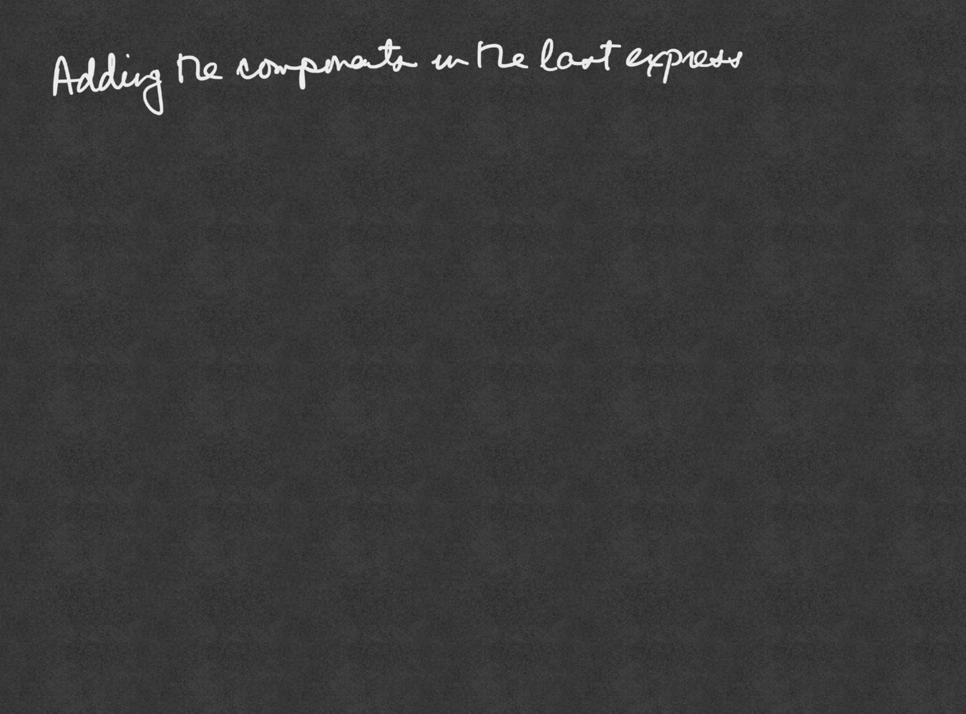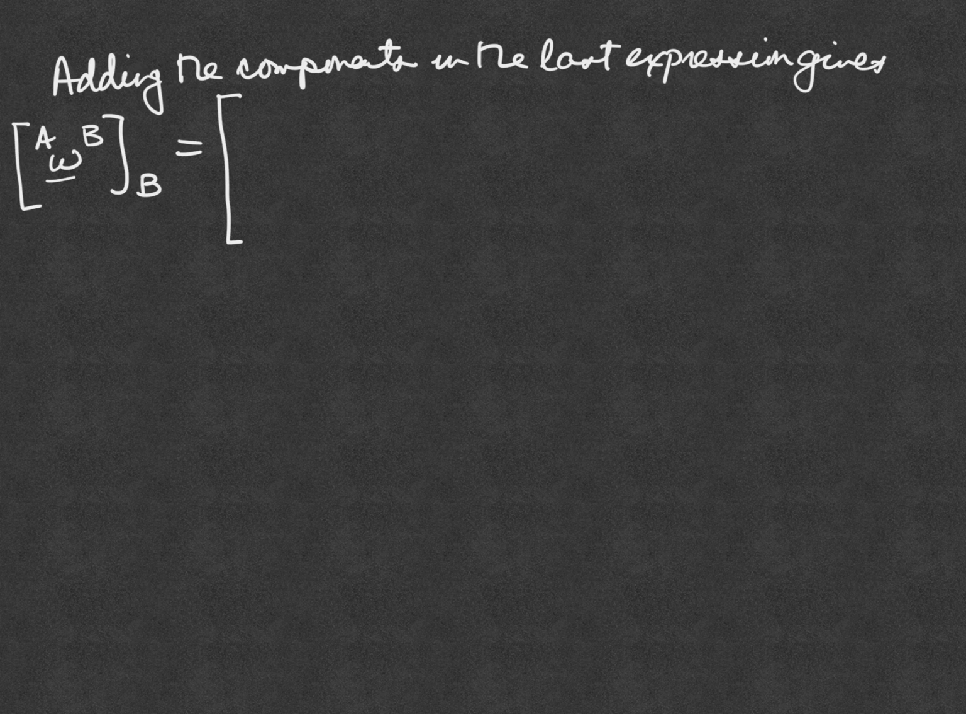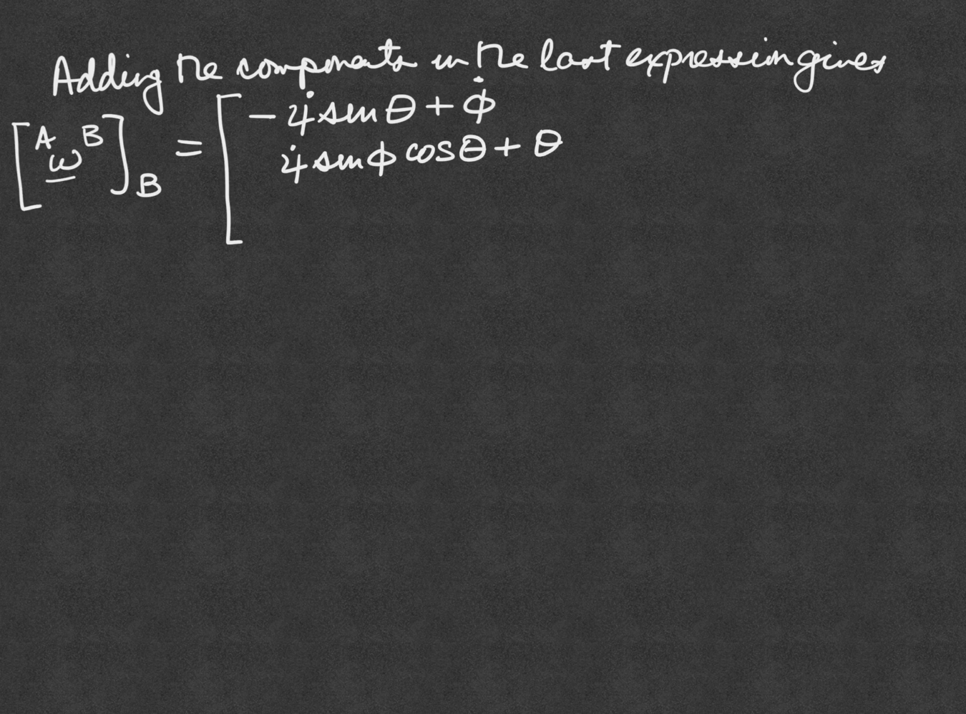So adding the components in the last expression gives omega BA expressed in B is equal to minus psi dot sine theta plus phi dot, psi dot sine phi cosine theta plus theta dot cosine of phi, and psi dot cosine of phi cosine theta minus theta dot sine of phi.